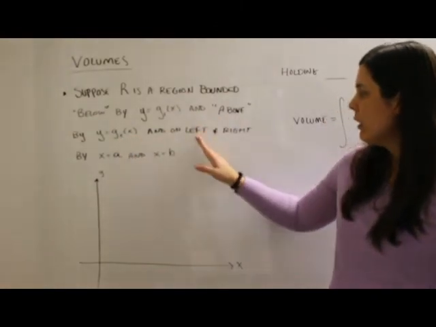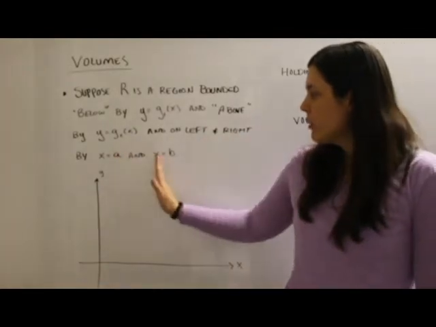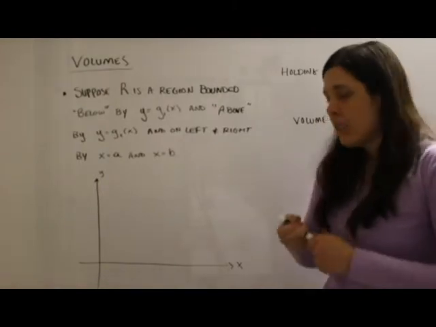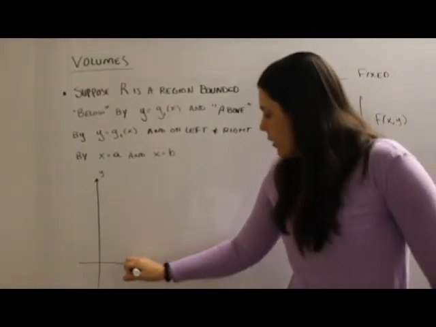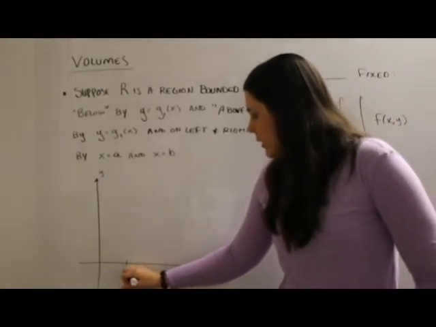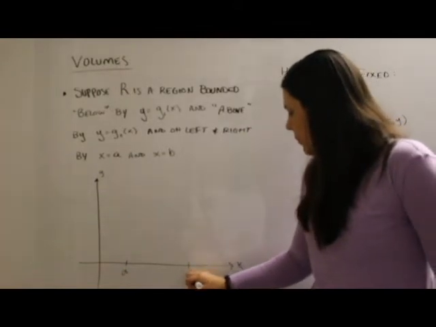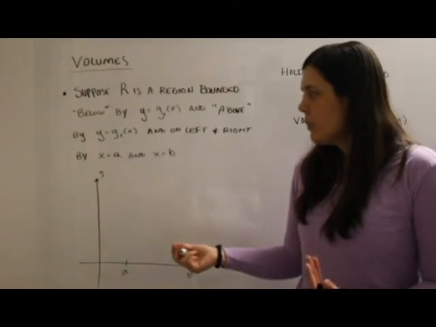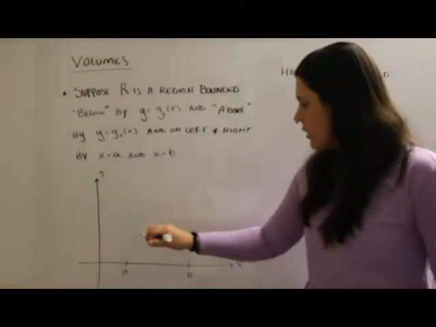And then it's bounded on the left and the right by two values, x equals a and x equals b. So that might look something like this. Now, we know x equals a is fixed and x equals b is a fixed number, but g1 and g2, their functions, don't necessarily have to be straight lines or constant functions.